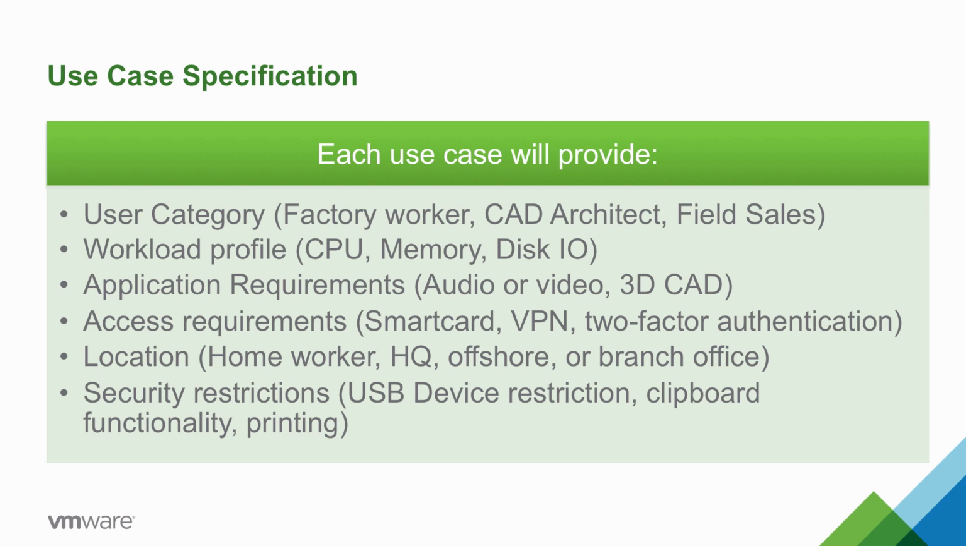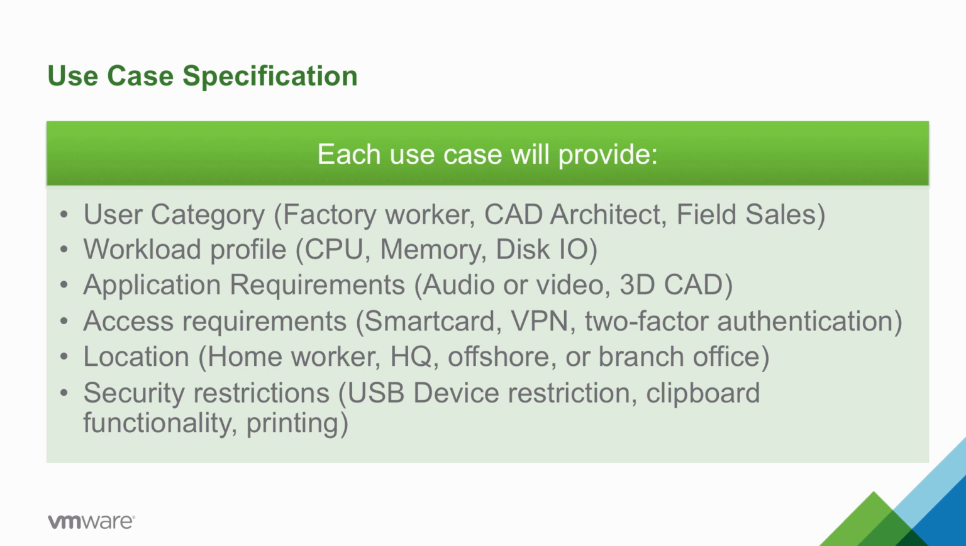When I put together that use case specification, it needs to include each of these items. So we need to include that user category. So for example, our factory worker, our field salesperson. What's their workload profile going to look like? A factory worker is going to have far less workload in terms of CPU, memory, and disk than a CAD architect is likely to have. What are the application requirements? Not just the list of applications, but do they need audio-video redirection? Do they need other USB redirection? Are they doing 3D? What sort of access requirements are in the environment from a security standpoint?